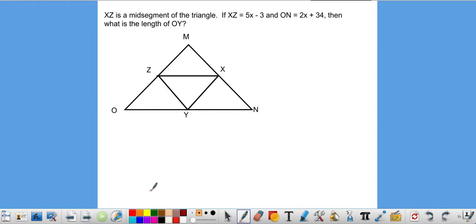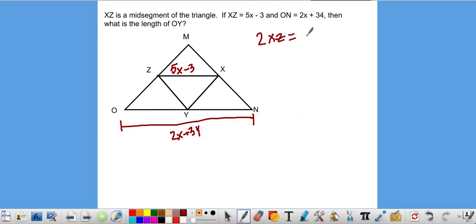So feel free to pause the video and try this one on your own. If XZ is 5x minus 3 and ON is 2x plus 34, what's the length of OY? Okay, XZ is 5x minus 3. ON, this whole thing, is 2x plus 34. From the previous example, 2 XZ is equal to ON.